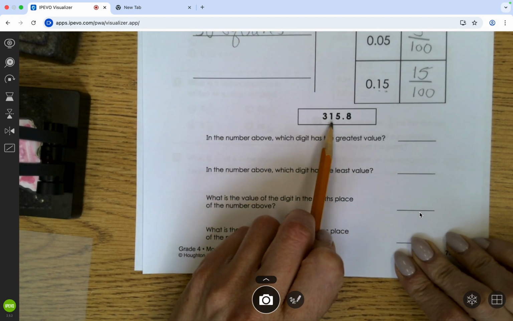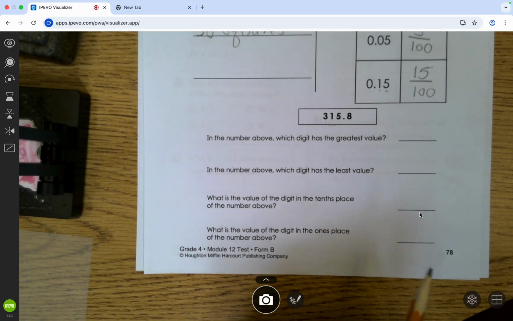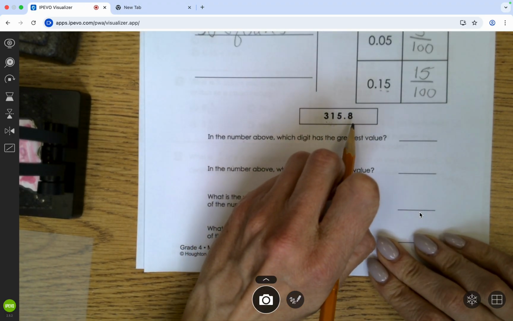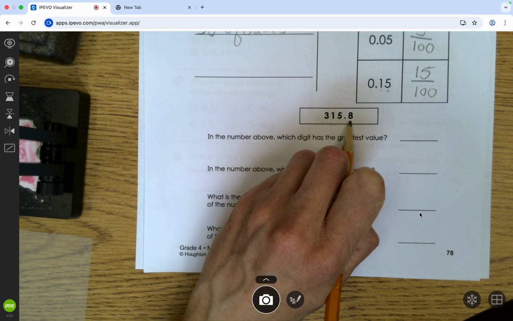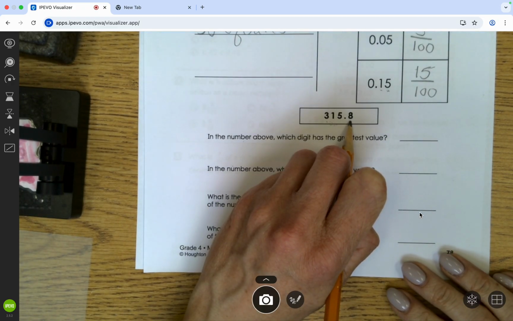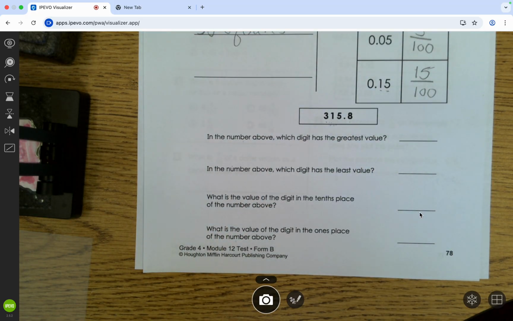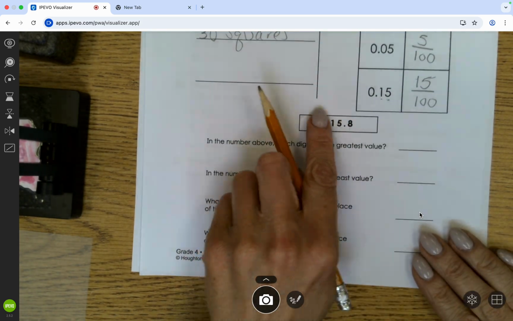In the number above, and we're going to look at this number for all these questions, which digit has the greatest value? So let's think about what place values we have. This 8, what place value is the 8 in? In the hundredths? The 8 is after the 1 after the decimal. So what is that place value? Tenths. Good, the tenths. The tenths place.